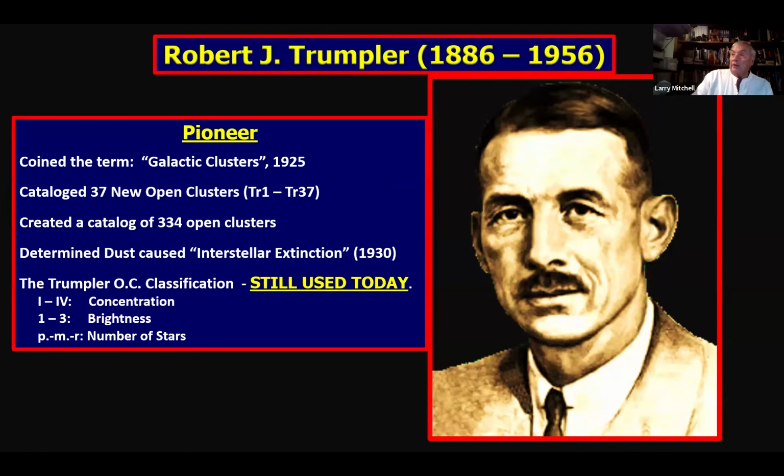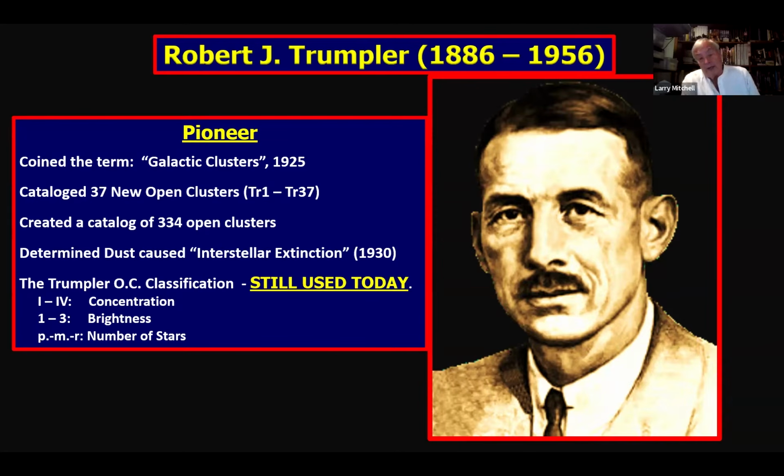A talk on these objects would not be complete without mentioning Robert Trumpler. He is the grandfather, the pioneer behind these objects. He coined the term galactic clusters in 1925. He cataloged 37 new open clusters, which he discovered. He created a catalog of 334 open clusters in 1930.